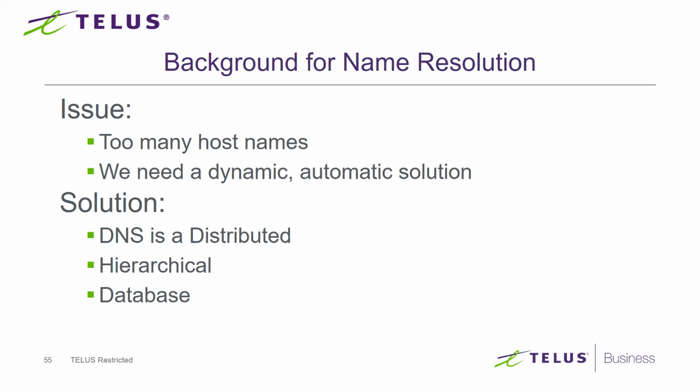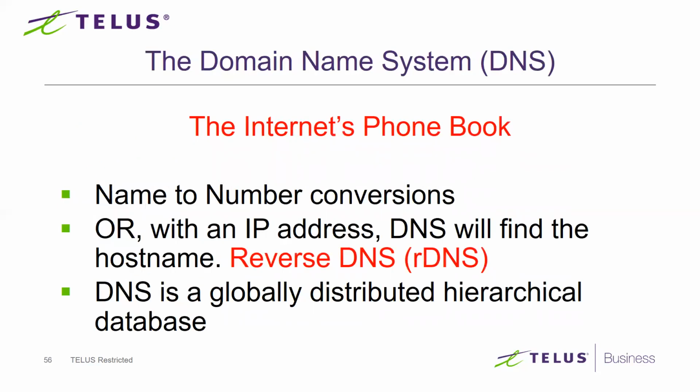Correct. The solution: DNS is distributed, hierarchical, and a database. Okay, yeah, that's name resolution. That's forward lookups. DNS is used to resolve names to IP addresses, and it does validation of that name to give a single IP address. And yes, it is the Internet's phone book. It does that conversion from name to number.